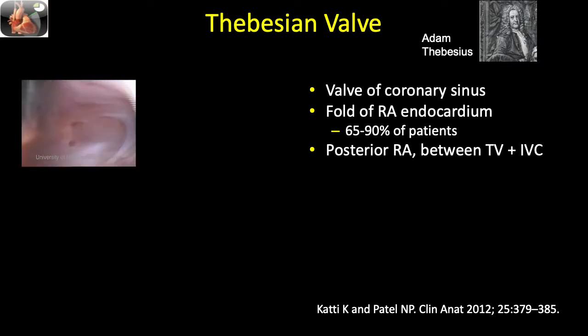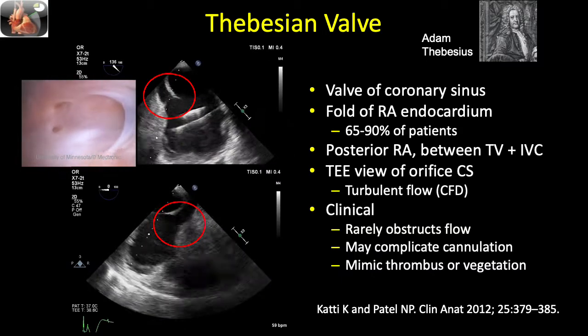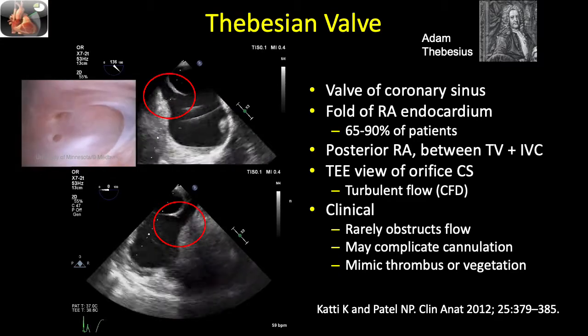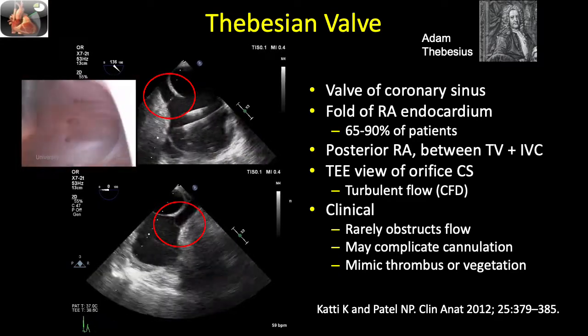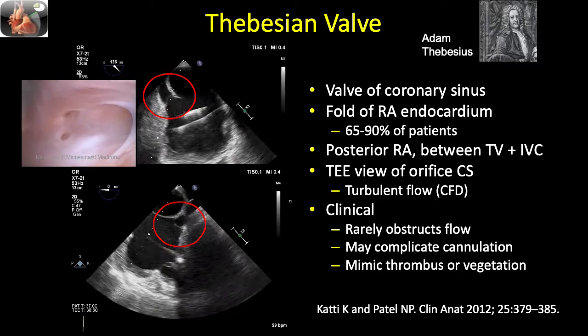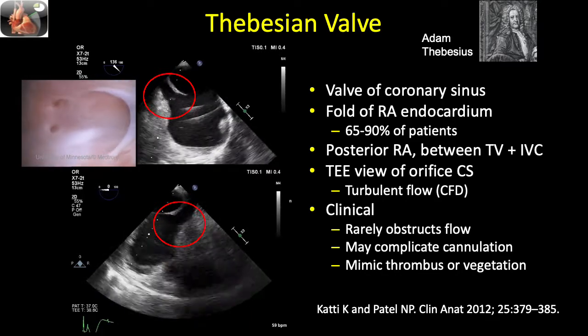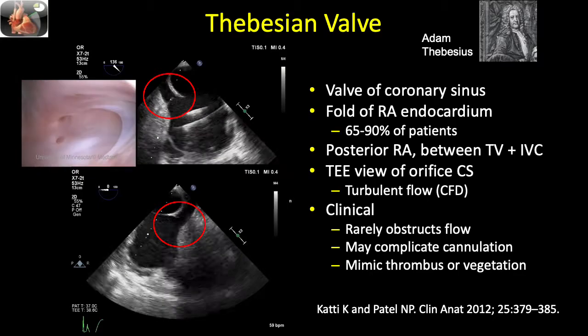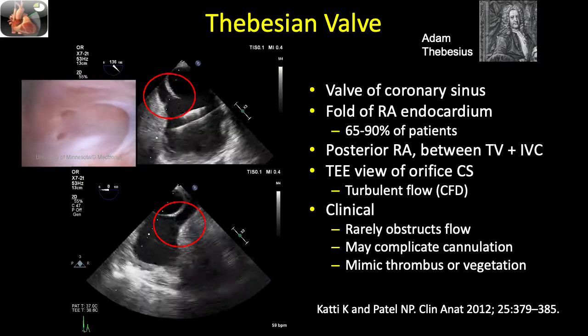The Thebesian valve is an endocardial right atrial fold at the orifice of the coronary sinus, seen in 60 to 90% of the population. It is named after Adam Christian Thebesius, a German anatomist. It appears in the posterior right atrium between the tricuspid valve and IVC in the coronary sinus view as a thin echogenic linear structure that moves with the heart. It rarely obstructs blood flow from the coronary sinus, but may complicate coronary sinus cannulation or mimic thrombus and tumor.